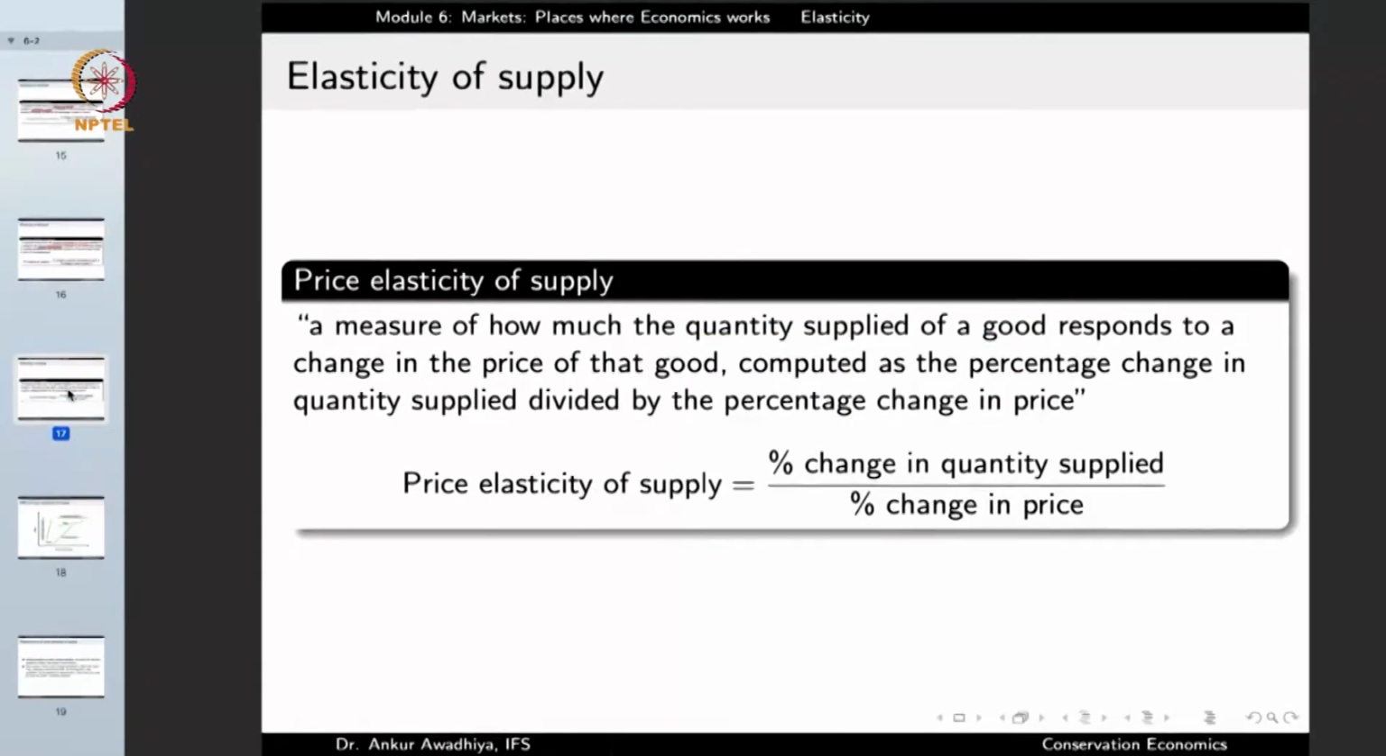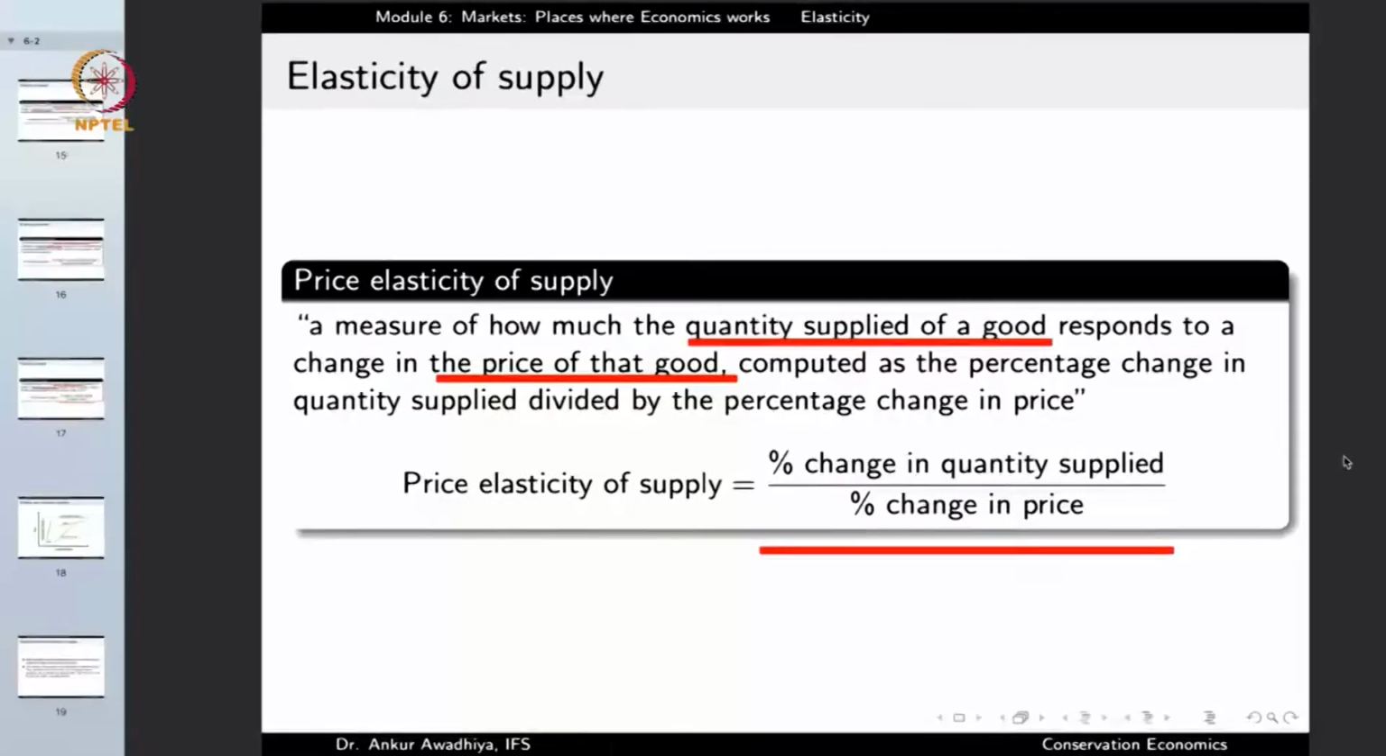Now, similar to the elasticity of demand, we also have the elasticity of supply. Now, price elasticity of supply, similar to what we had in the case of price elasticity of demand, is a measure of how much the quantity supplied of a good responds to a change in the price of that good, computed again as the percentage change in the quantity supplied divided by the percentage change in price. So if there is a change in the price of a good, does that impact the quantity that is being supplied in the market?